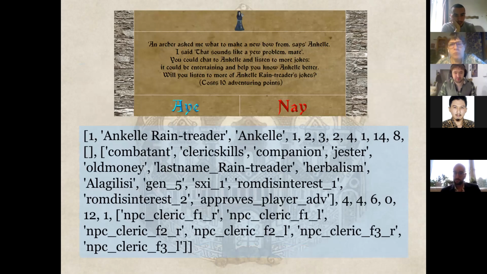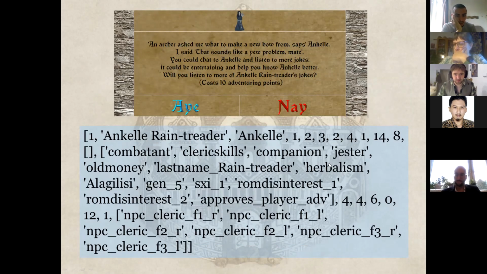And to give you an idea of a bit of code, I thought I'd focus on characters for a lot of the rest of this talk and some of the data structures around them. So up at the top here, we have a brief interaction with one of your companion characters. This is a randomly generated companion. And down at the bottom, we have the data structure essentially that tells you who this person is. So she's called Unkel Raintreader.